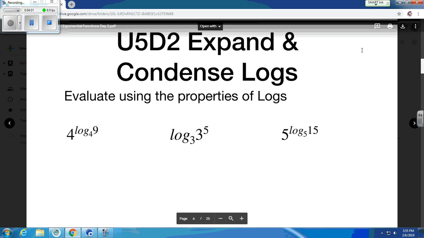So evaluating these, 4 raised to the log base 4 of 9. 4 and log base 4 are going to cancel out, give me 9. Log base 3 of 3 raised to the 5th power. Log base 3 and the base 3 are going to cancel out, leaving me with a 5. 5 raised to the log base 5 of 15. 5 and log base 5 will cancel each other out, leaving me with 15.